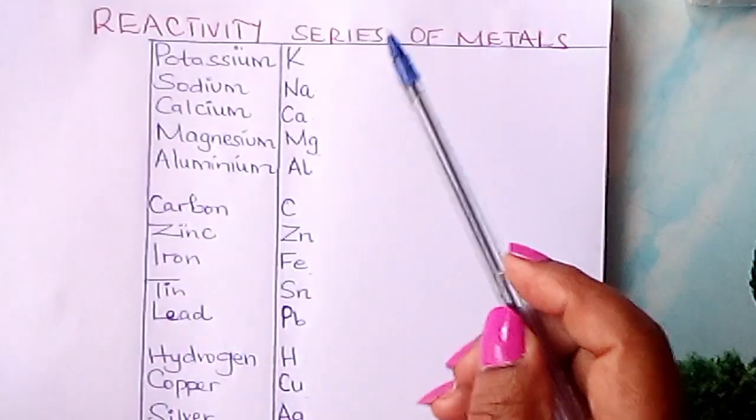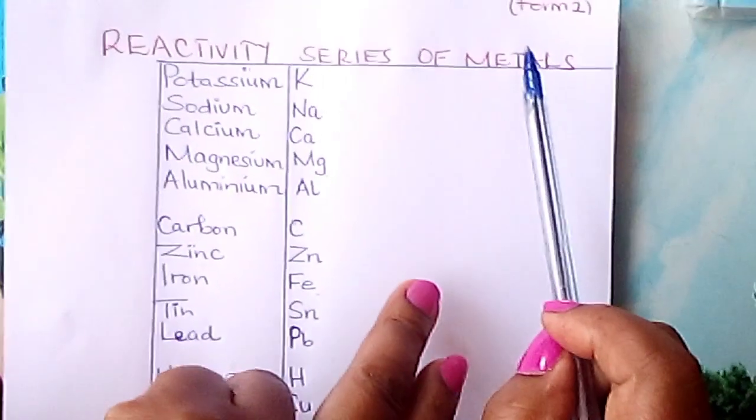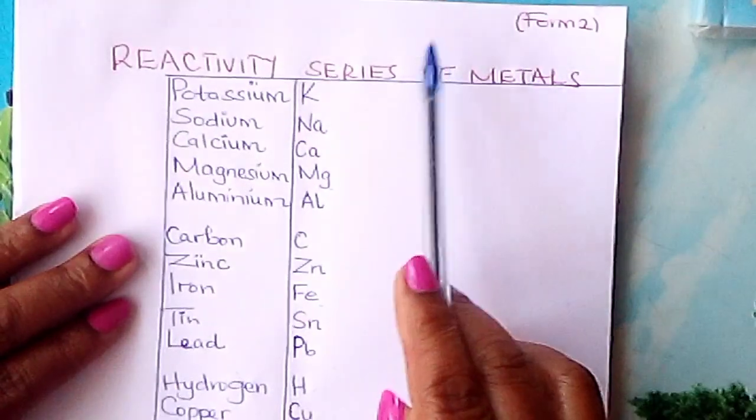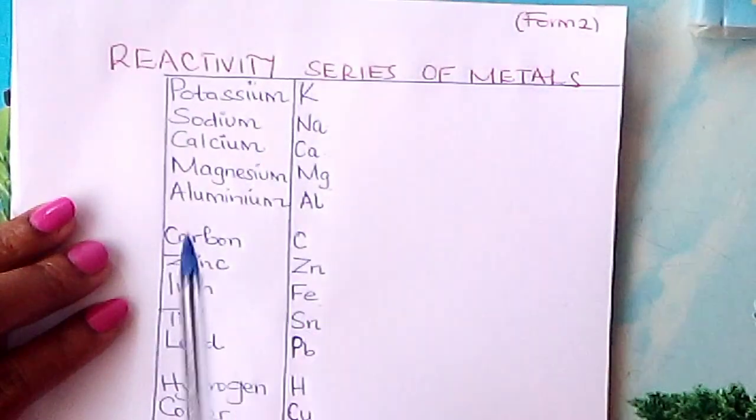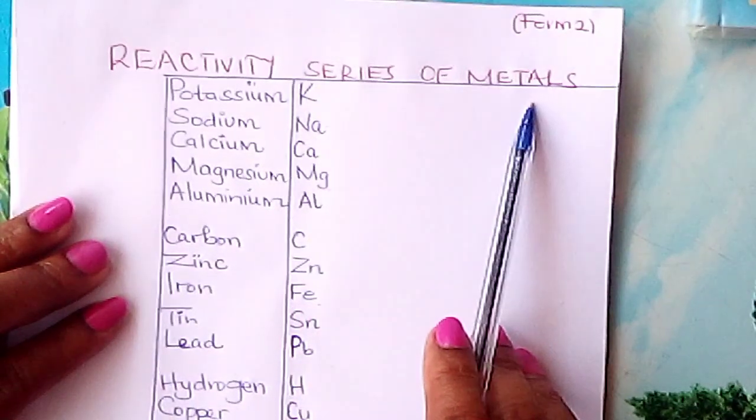Learners to Form 2 Chemistry. Today, learners, I would like to teach you some chemistry here, Form 2. And we are going to look at the reactivity series of metals.